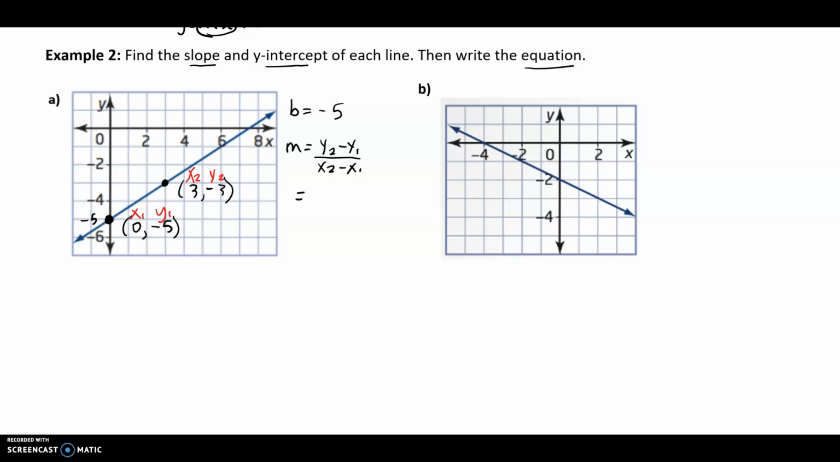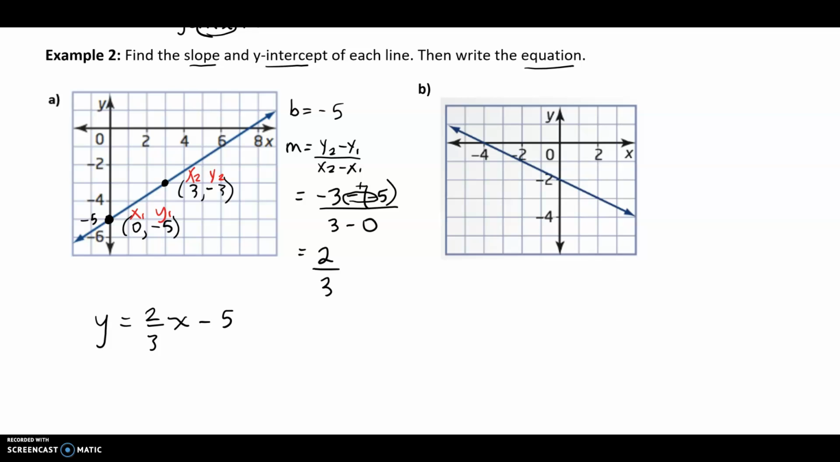So y2 is going to be a -3 minus y1 is a -5 divided by x2 is 3 minus 0. So -3 minus -5 we know is the same as -3 plus 5, so that's 2, and 3 minus 0 is 3. I have my b value, I have my m, and I'm ready to write my equation. So y equals 2/3 x minus 5. We did this in our last unit, so this isn't new either. This is almost like a review.